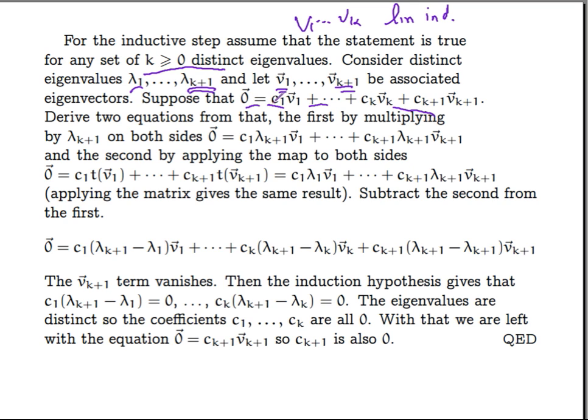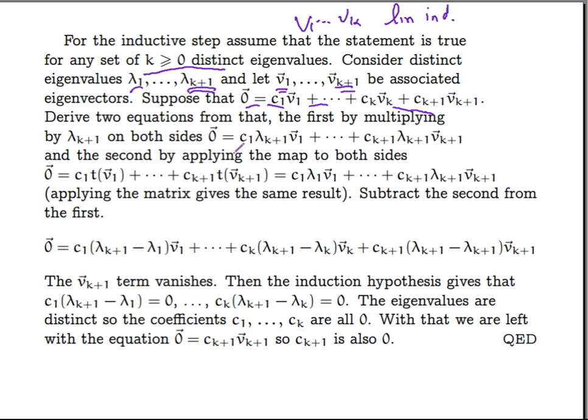Now, T on 0 is 0. And if we apply T to each vector individually, these vectors are eigenvectors. So T on v1 is lambda 1 v1, T on v2 is lambda 2 v2, all the way up to T on v_{k+1}, which is lambda k plus 1 times v_{k+1}. All right, so we have two equations that involve linear combinations of the eigenvectors.